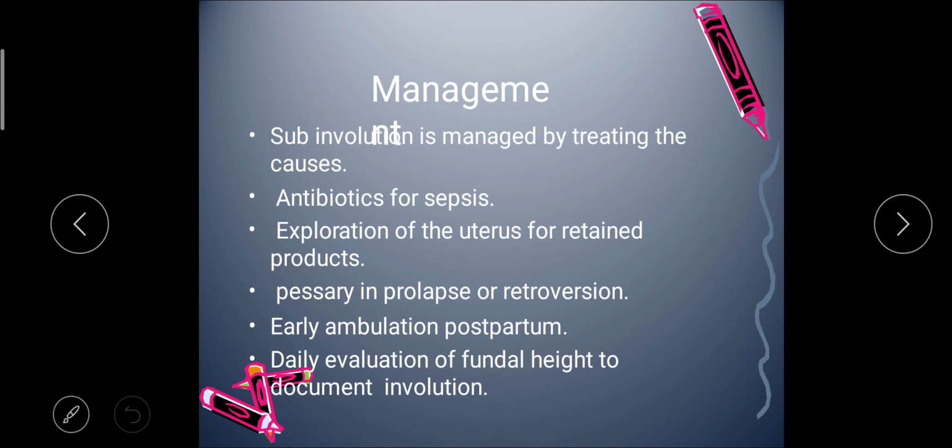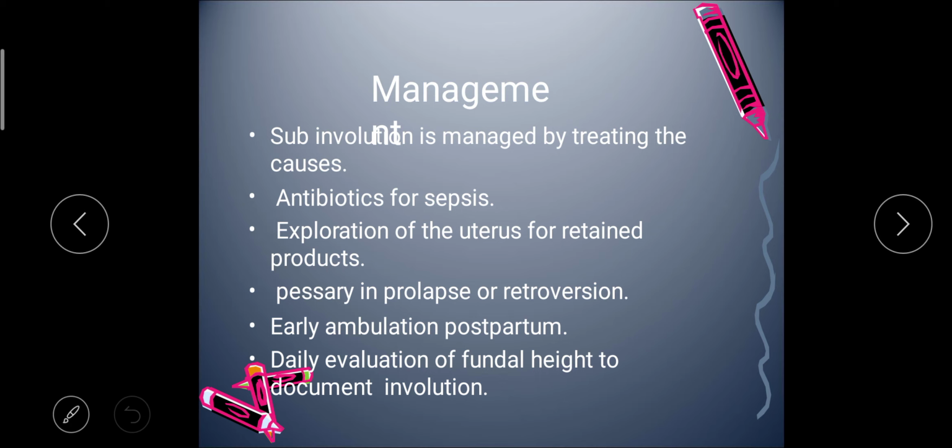Next one is management. In the management, first, sub-involution is managed by treating the causes. So first we have to treat the underlying causes. What is causing this problem? That cause should be treated first. In that, first one is antibiotics for the sepsis, and exploration of the uterus for retained products. Okay, sometimes even after delivery, some products of the delivery remain inside. Okay, that can cause infection. So we have to do exploration, to check if there is any retained product inside.